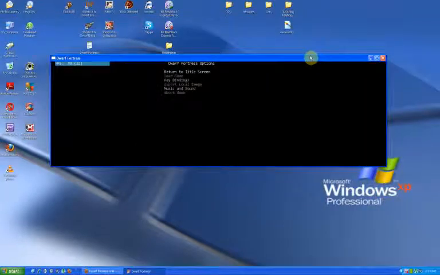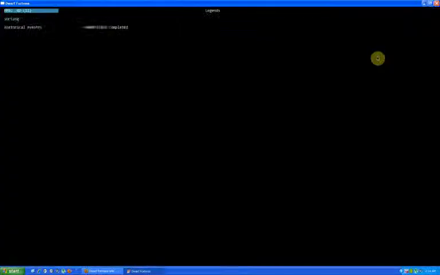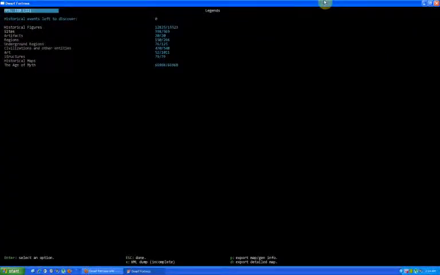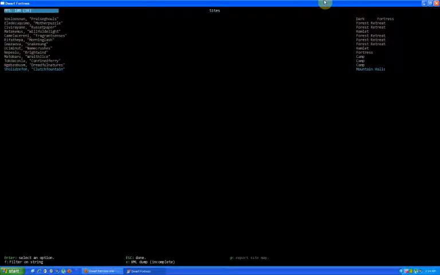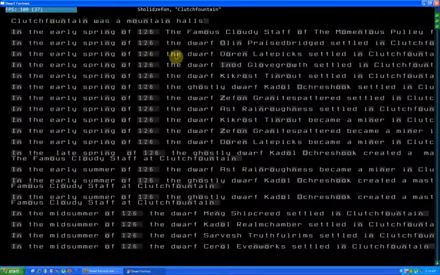I figured since it's finished, why not look at the Legends mode just real quick. So, our fortress was named Clutch Fountain, of course. The early spring of 126, Clutch Fountain was founded. My dwarves settled there. And then, of course, we continue on.